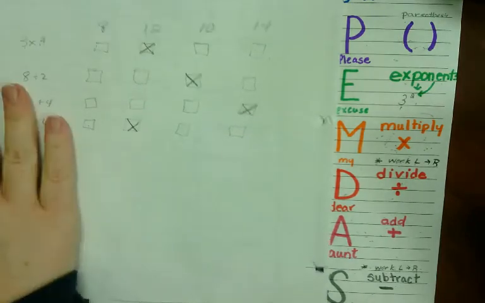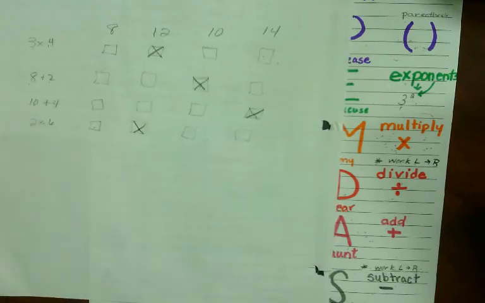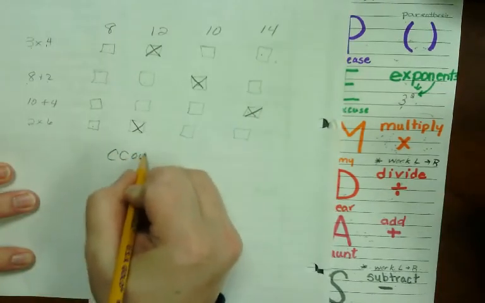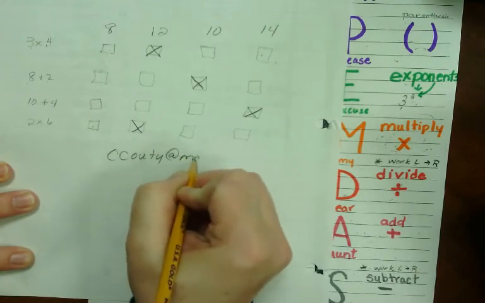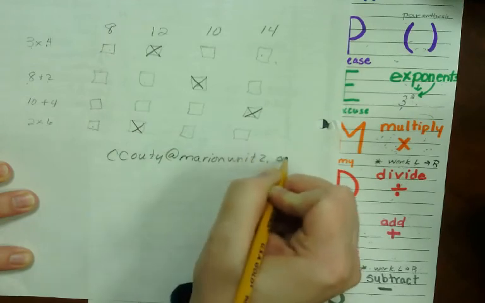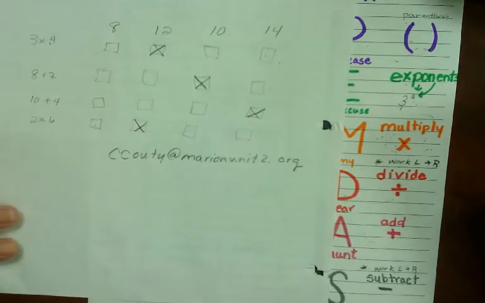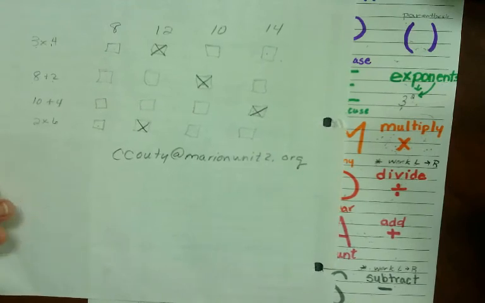Alright, do your homework. If you need me, email me. You know the email. I'm going to write it down though. Oh wait, Marion. Unit2.org. Email me. If you have questions, I will get back to you.